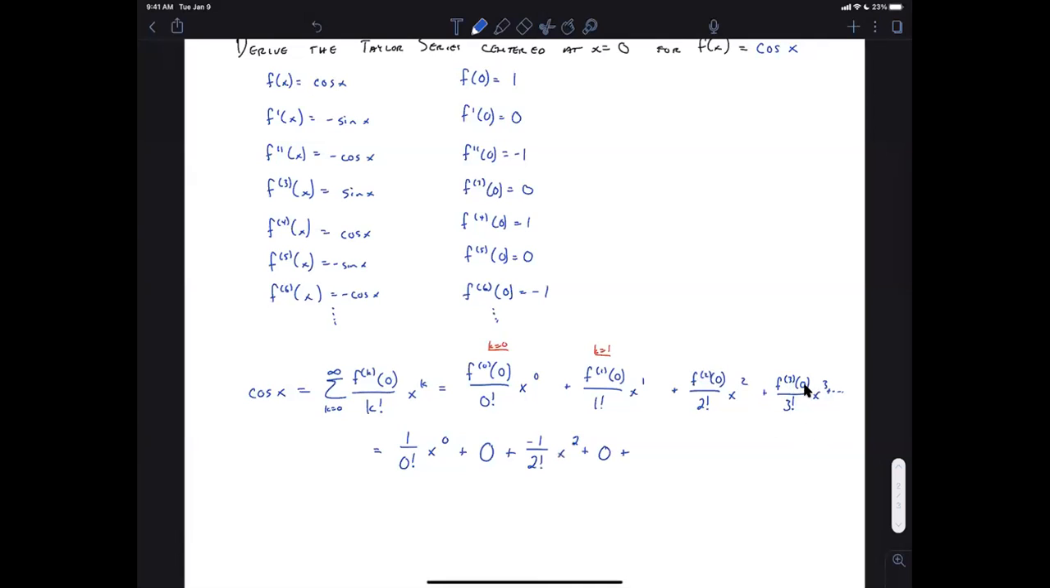The next one, which I didn't write up here, would be f4 of 0. Well, that's positive 1 over 4 factorial x to the fourth. f5 of 0 is 0. f6 of 0 is going to be negative 1 over 6 factorial x to the sixth. And so on. Questions here, because I know this is really weird. Does anybody have any questions so far?